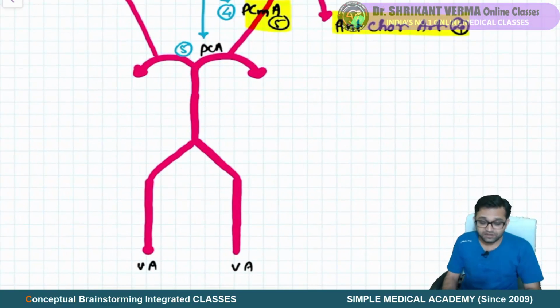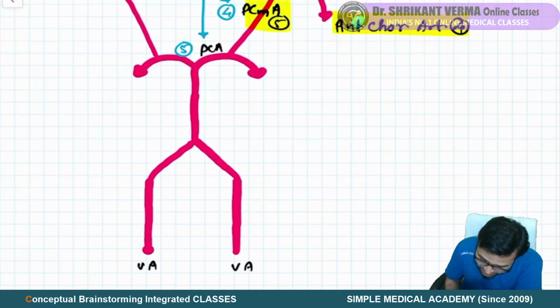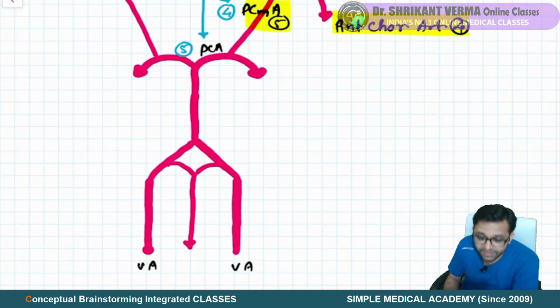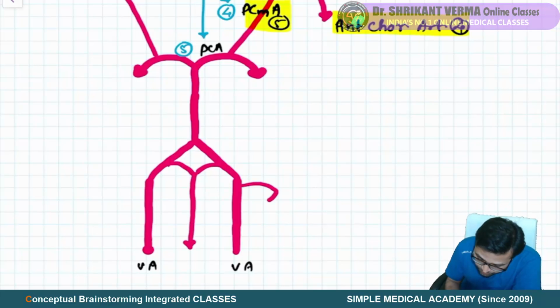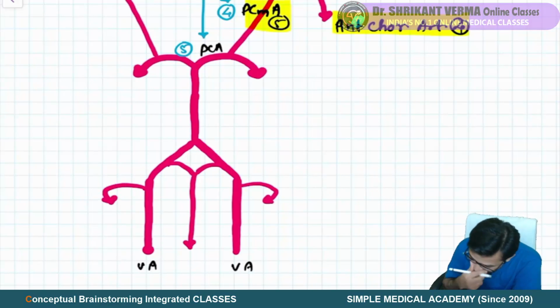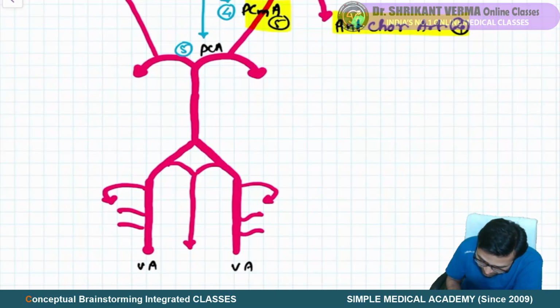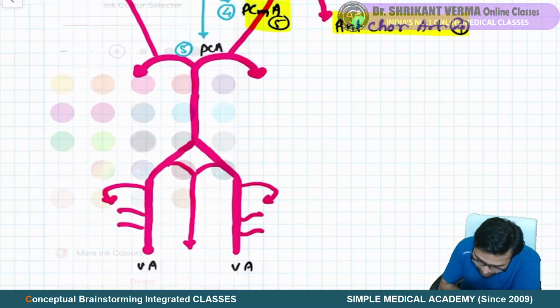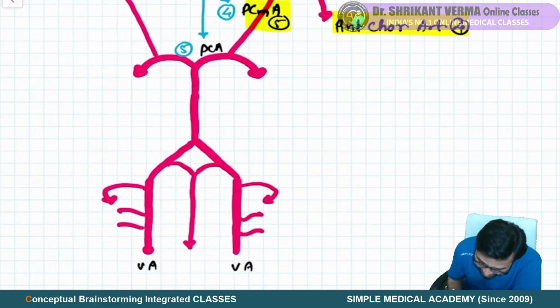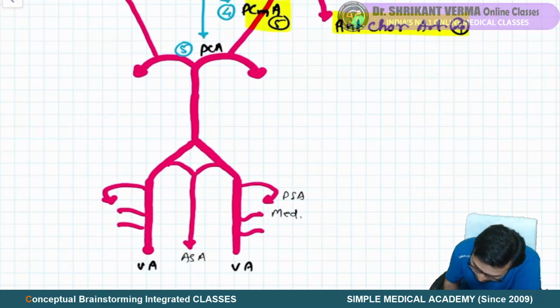And there are more different branches from the vertebral artery. See here, what were the branches of the vertebral artery? Yes, it is giving two branches which unite at the midline: anterior spinal artery, and one artery going backwards supplying the spinal cord, the posterior spinal artery. And there is the medullary artery and meningeal artery. So what are the 5 branches of the vertebral artery? I told you the magic of 5. So this is the anterior spinal artery, posterior spinal artery, medullary artery, meningeal artery.